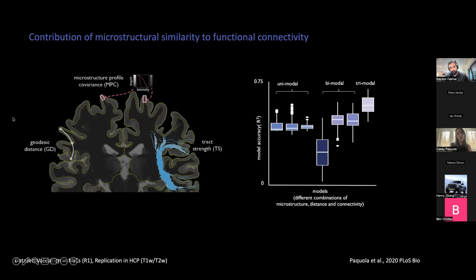But we saw a big jump up in the accuracy of the model when we included all of them together. So the take home here would really be that microstructural similarity is adding information in terms of the functional organization of the brain beyond distance and beyond the structural connectivity as well. And that just emphasizes its value for understanding the functional organization of the brain, I think.